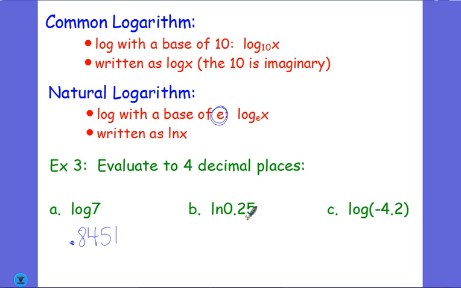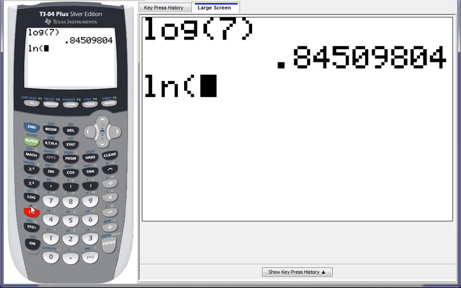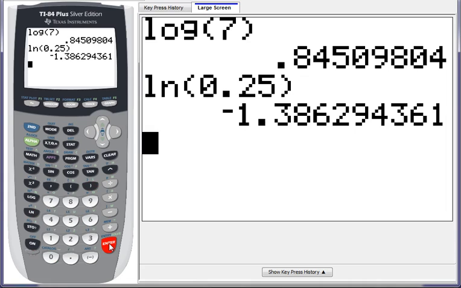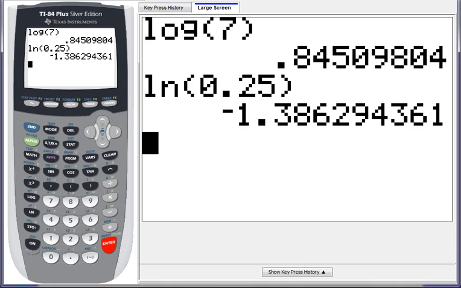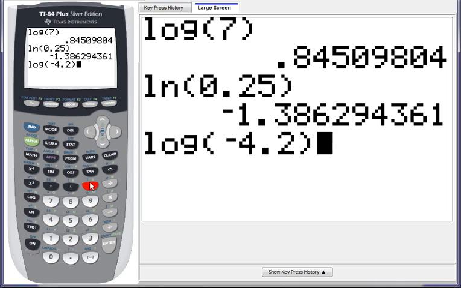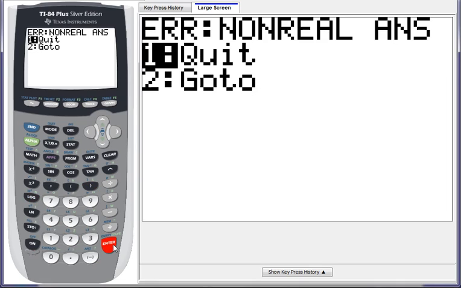Natural log 0.25. So natural log 0.25 plus parentheses, we get negative 1.386, and this, because of the 9, rounds up to a 3. Negative 1.3863. And this last one, you're going to press the log button, and then negative 4.2. Log button, negative 4.2, and your calculator tells you you have an error.